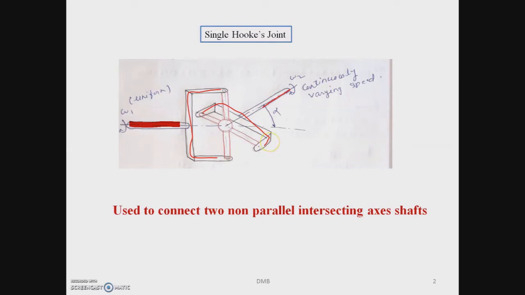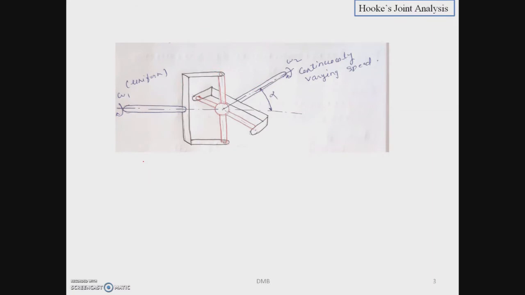Both these forks of input and output shafts are joined using a centerpiece which is in the form of a cross. Arms of the centerpiece, which are perpendicular to each other, rest in the bearings of the forks of both the input and output shafts. Now, let us suppose that the input shaft rotates with the speed of omega 1 radian per second and the output shaft rotates with the speed of omega 2 radian per second.